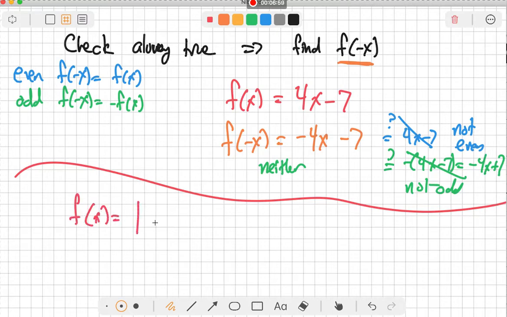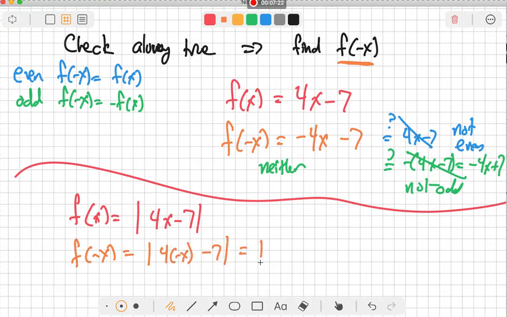But what if we do this, the absolute value of 4x minus 7? Does that make a difference? F of negative x would be 4 times a negative x minus 7. The absolute value of negative 4x minus 7.